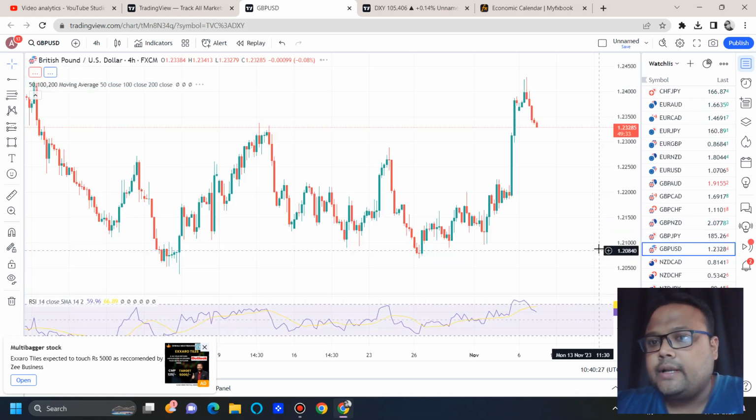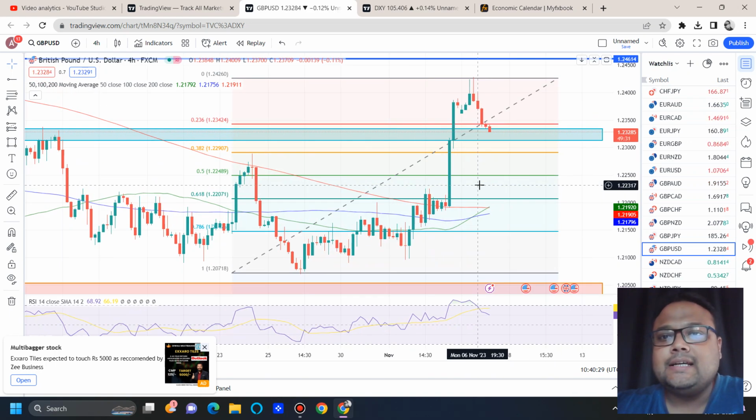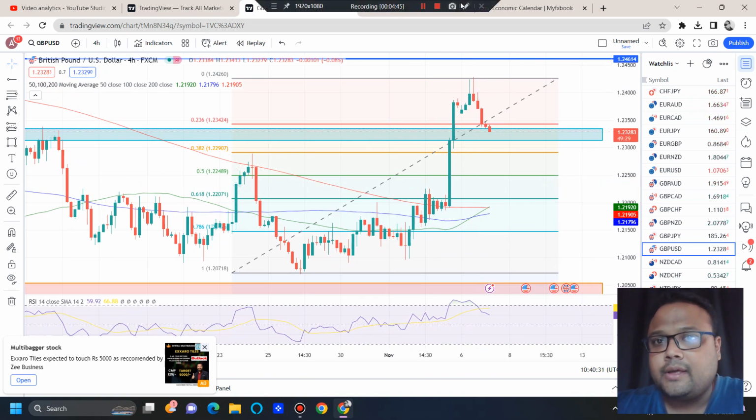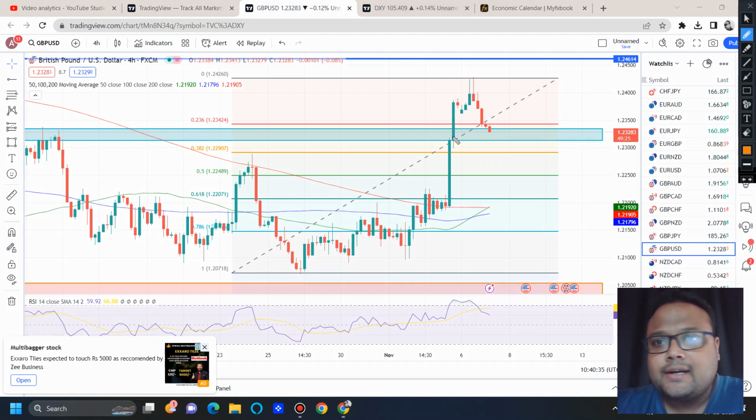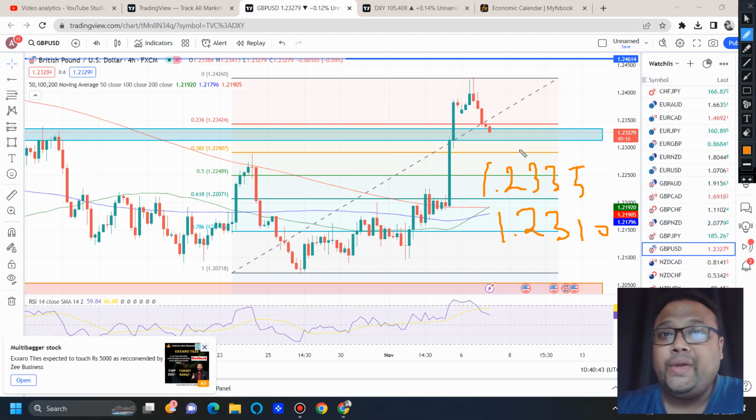On the other hand, if you look at the chart of GBPUSD, we can see a similar market scenario. You can already see that GBPUSD has entered the support zone here, 1.2335 to 1.2310. This is a weak support zone. We only have the previous resistance working as support, but you can see the selling pressure is high right now. So do not take any buy position.